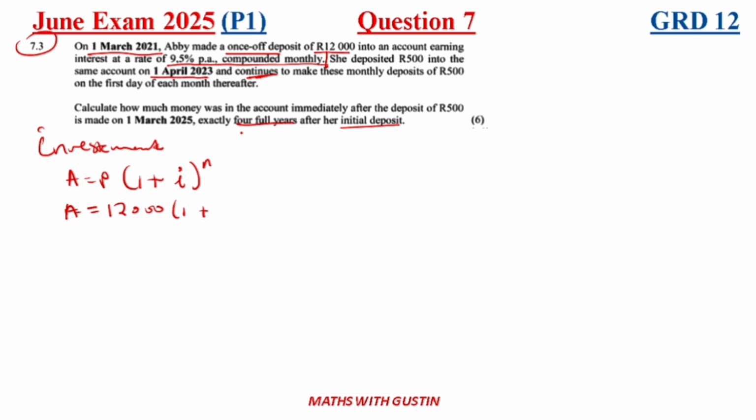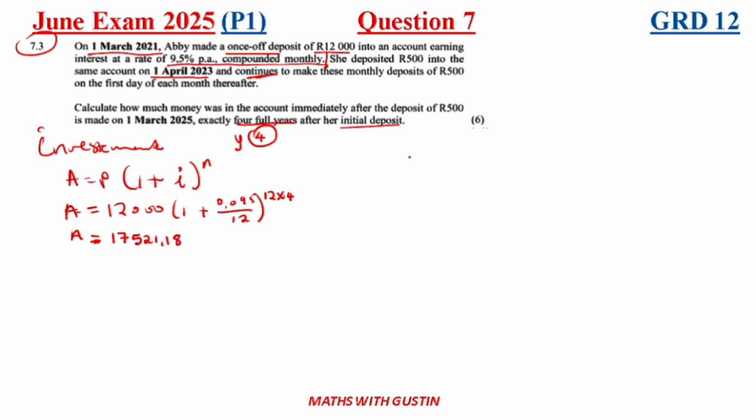1 plus the interest of 0.095 divided by 12, because it's compounded monthly. So remember now, for how many years? For 4 years. Because why? This money will stay in the account the entire time, right? So let's just get the answer there. Punching into my calculator, I'm getting 17,521.15. Great stuff.